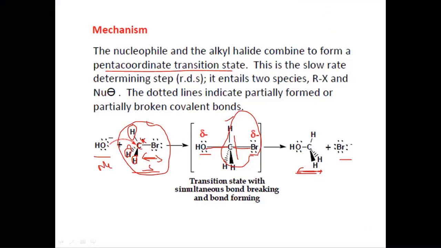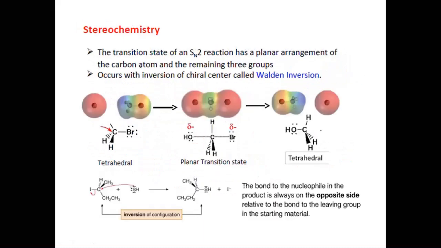If it has a chiral center and the substrate is optically active, then comes stereochemistry. In the case of stereochemistry, the transition state of the SN2 reaction has a planar arrangement of the carbon atom and the remaining three groups. So the reaction occurs with inversion of the chiral center, called Walden inversion.